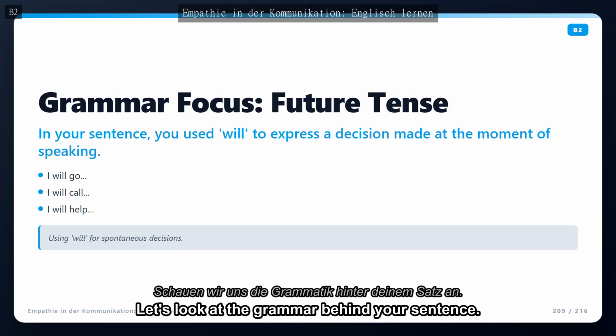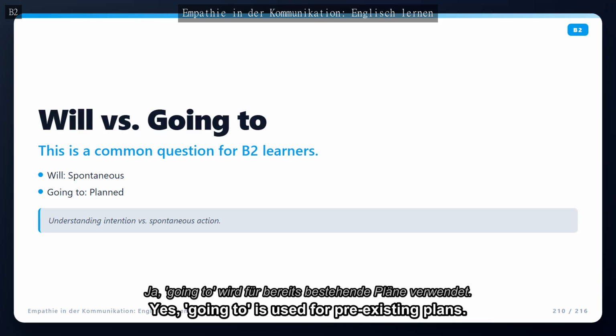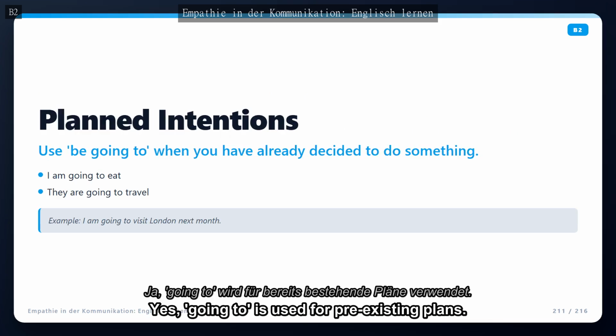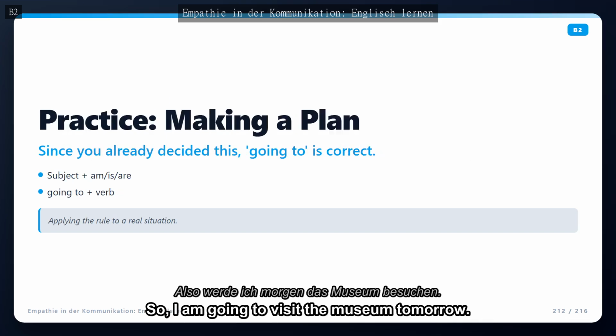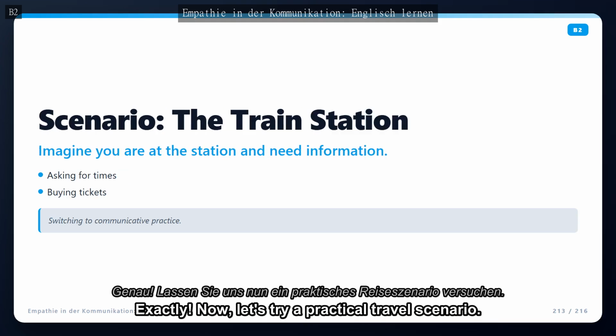Let's look at the grammar behind your sentence. Is there a difference between will and going to? Yes, going to is used for pre-existing plans. So, I'm going to visit the museum tomorrow. Exactly. Now, let's try a practical travel scenario.